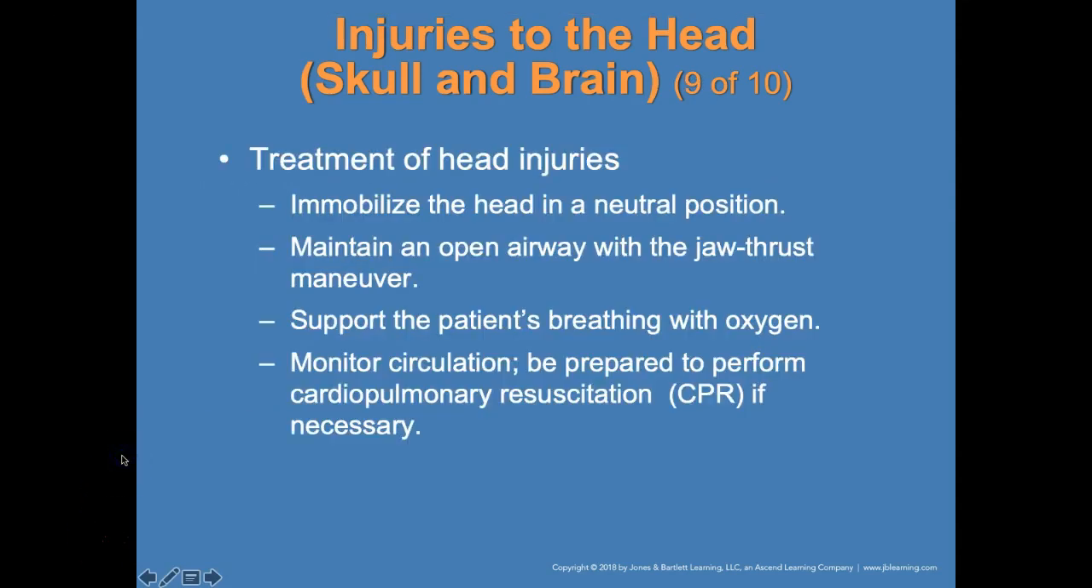All right, so our treatment of head injuries. Remember, with a head injury, there's also the possibility of spinal injury, so we're going to immobilize the head in a neutral position. Go over our ABCs. We're going to maintain an open airway with the jaw thrust maneuver because we're suspecting trauma. We don't want to be using the head tilt chin lift because that's going to cause a cranking on the neck, and we don't want that. We need to support the patient's breathing with oxygen, and we need to monitor circulation. We need to be prepared to perform CPR if necessary.